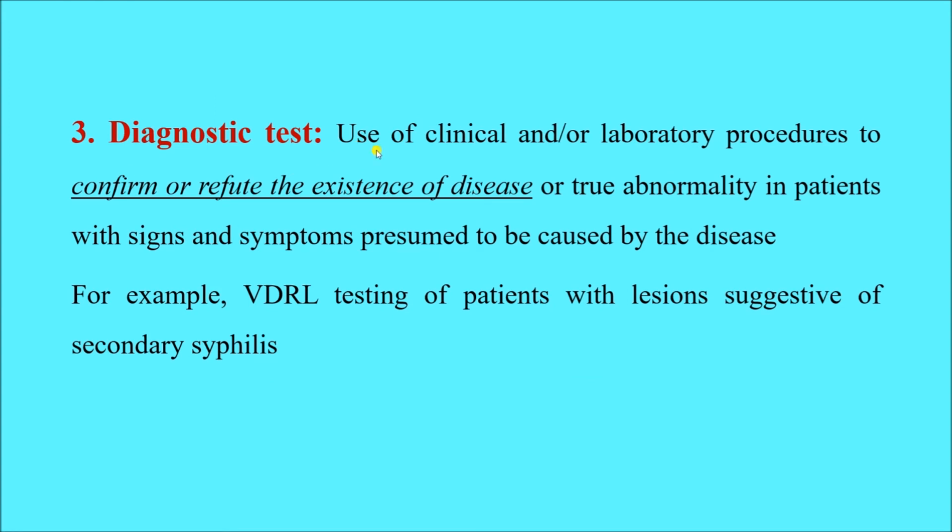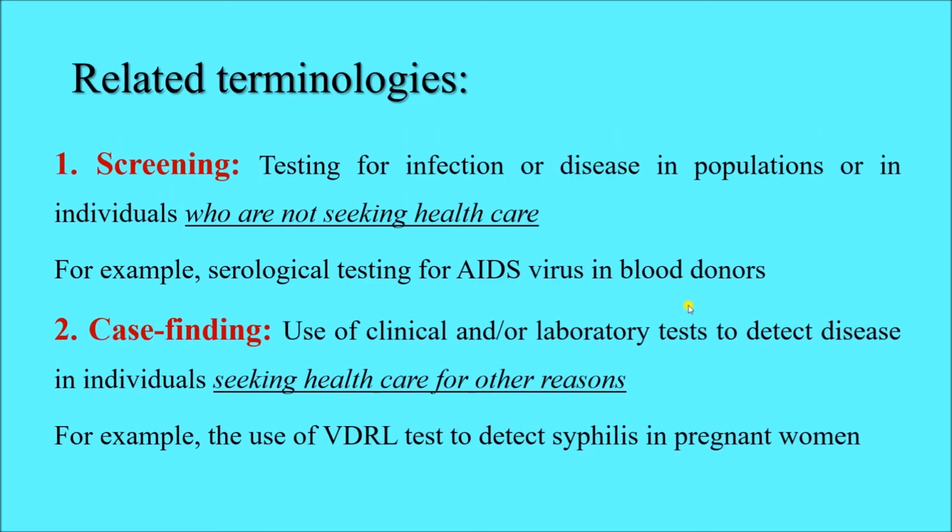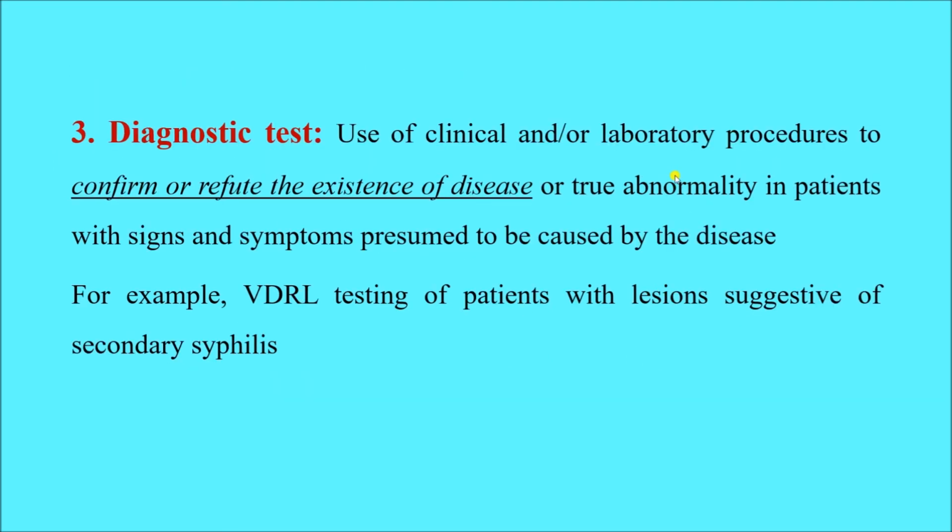The next is diagnostic test. Use of clinical and/or laboratory procedures to confirm or to refute the existence of a disease or true abnormality in patients with signs and symptoms presumed to be caused by the disease. For example, VDRL testing of patients with lesions suggestive of secondary syphilis. Maybe by a screening test or just by clinical examination, we are suspecting a particular disease. To confirm or refute the suspicion, we have to go for the diagnostic test. So these are the three terminologies that we should understand: screening, case finding, and diagnostic test.